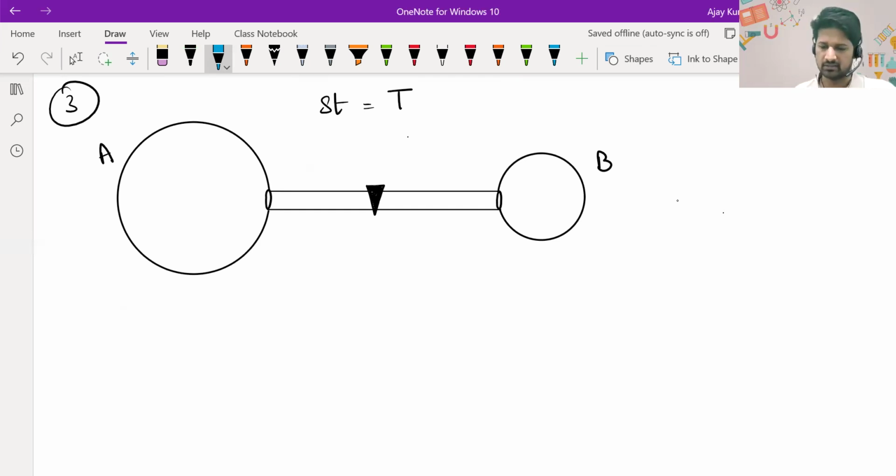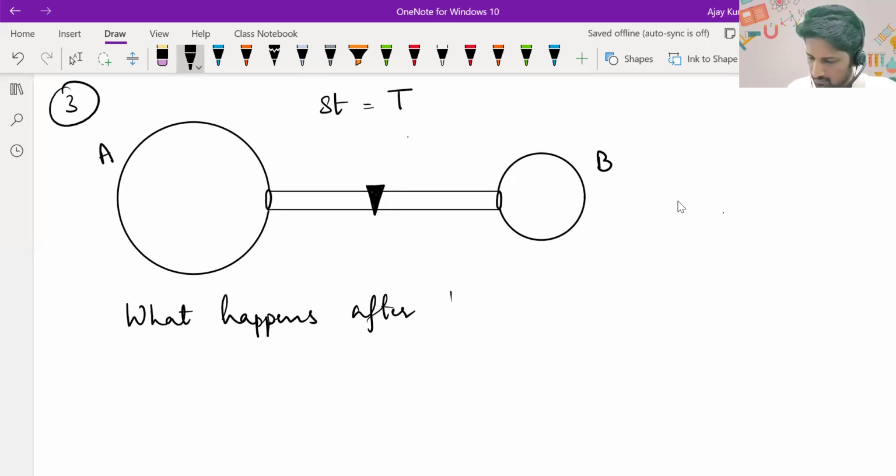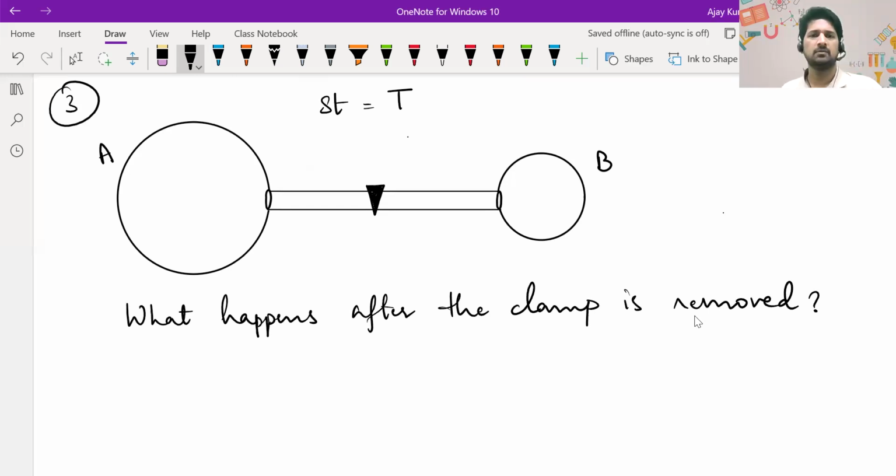What will happen is the question. I mean, there are two bubbles A and B. They are of different sizes, obviously, as you can see. Which bubble will become bigger, which bubble will become smaller, and what will be the final situation? That is what I want you to think about. So what happens after the clamp is removed? Think about it carefully. I'll give you 2 minutes.